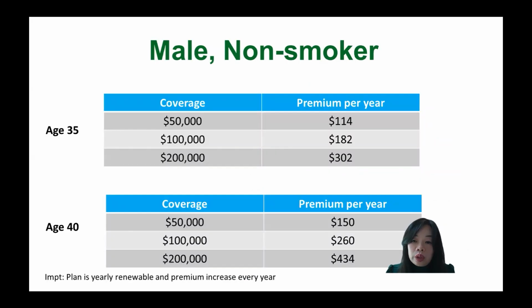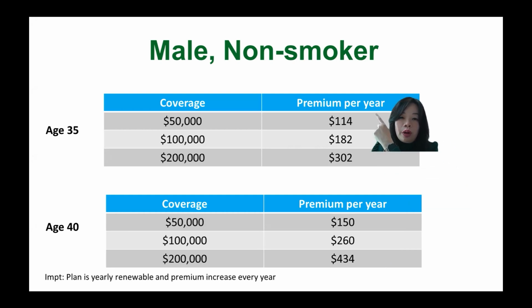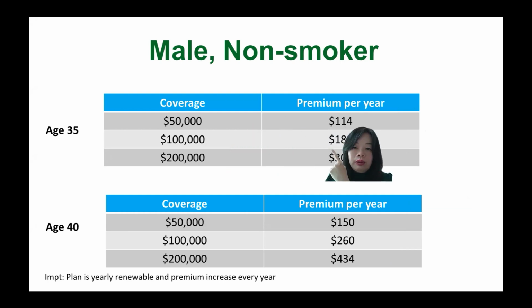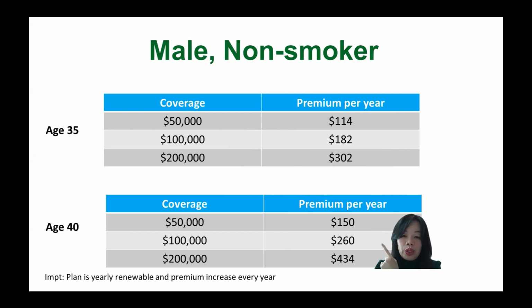To know how affordable cancer plans are, I will show you an illustration. Assuming a male non-smoker at the age of 35 were to take up the plan, for a 50,000 coverage, the premium is just $114 a year. For 100,000, it will be 182. For 200,000, it will be $302. For a person who is 40 years old, the premium will be as such. So as you can see, the premiums are pretty affordable. Do note, however, that the plan is yearly renewable and the premium increases every year.